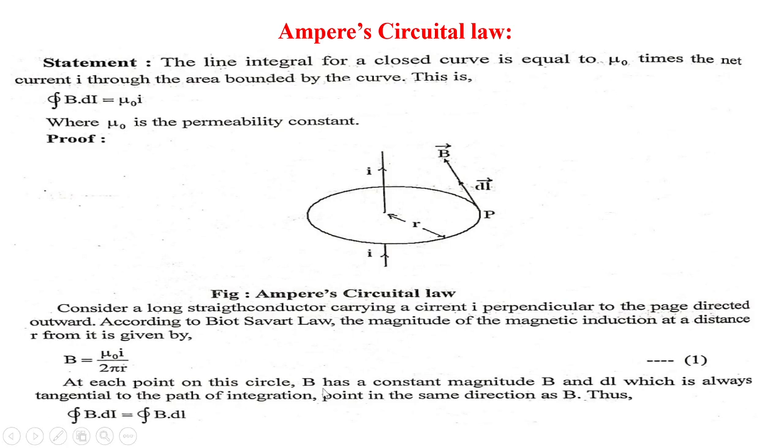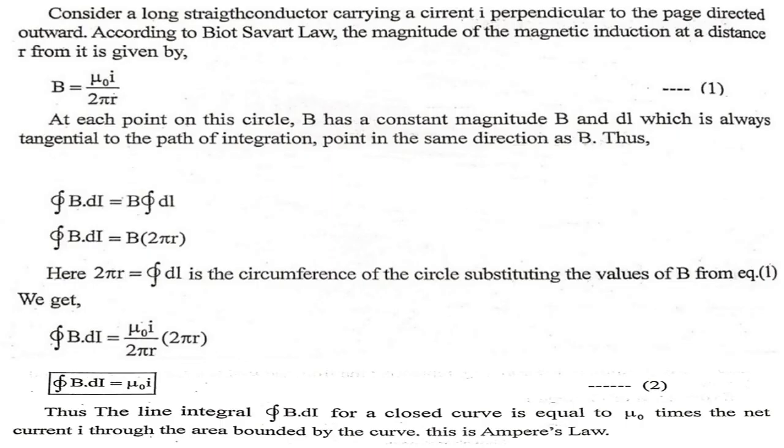At each point on the circle, B has a constant magnitude B, and dl is always tangential to the path of integration, as seen in the figure, pointing in the same direction as B. Thus, we can write the line integral of B dl equals B times the line integral of dl.